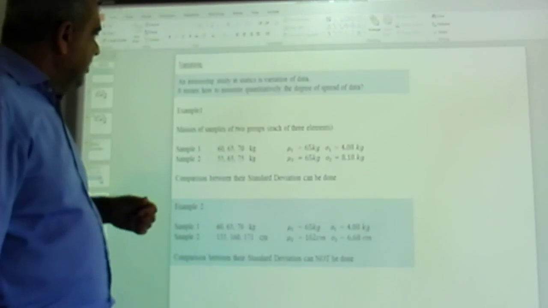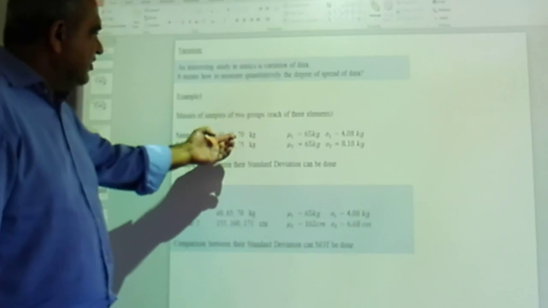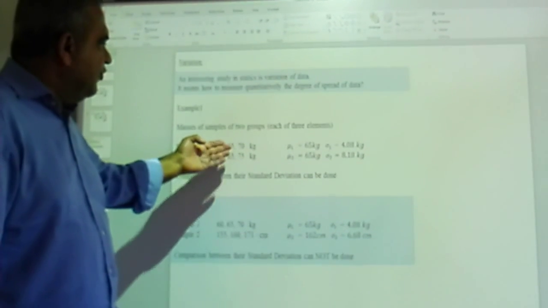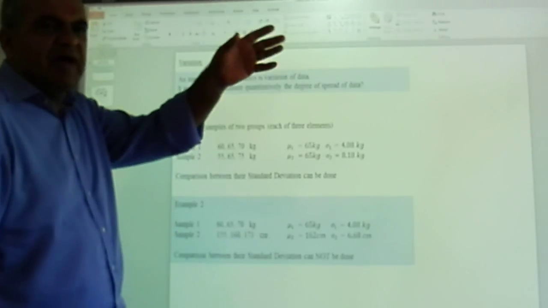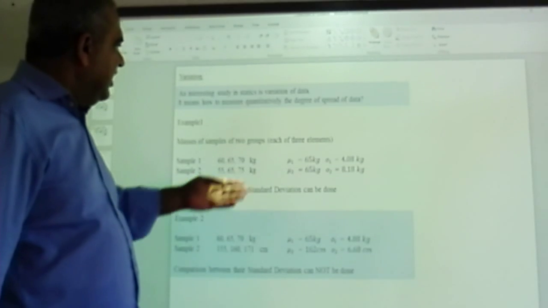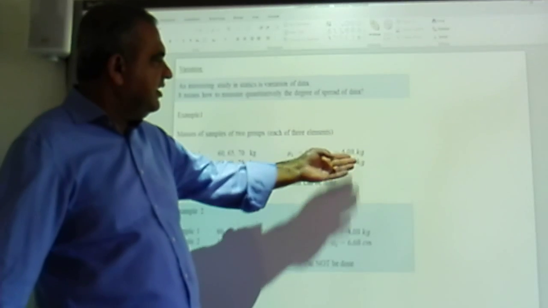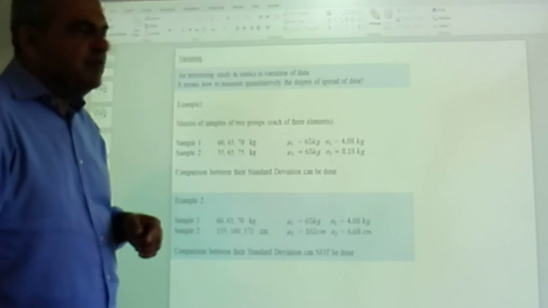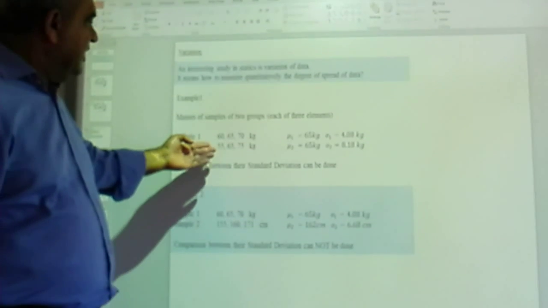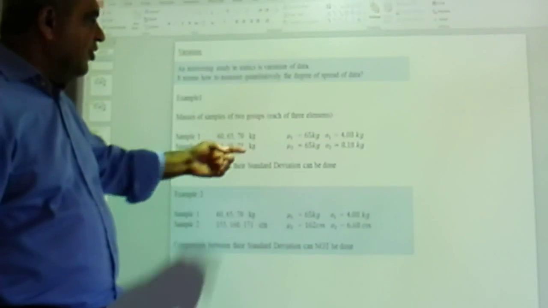I have given now two examples here. One example is, imagine, you have a sample, just for simplicity, of 3 elements. The measurements of weights of some people in a sample in college are 60, 65, 70, and if you calculate the mean it is 65 kilograms, which is fairly easy, and if you calculate the standard deviation, it is 4.08 kilograms. But if, for example, in sample 2, you have taken, let us say, 3 elements here, the measurements are also in kilograms.